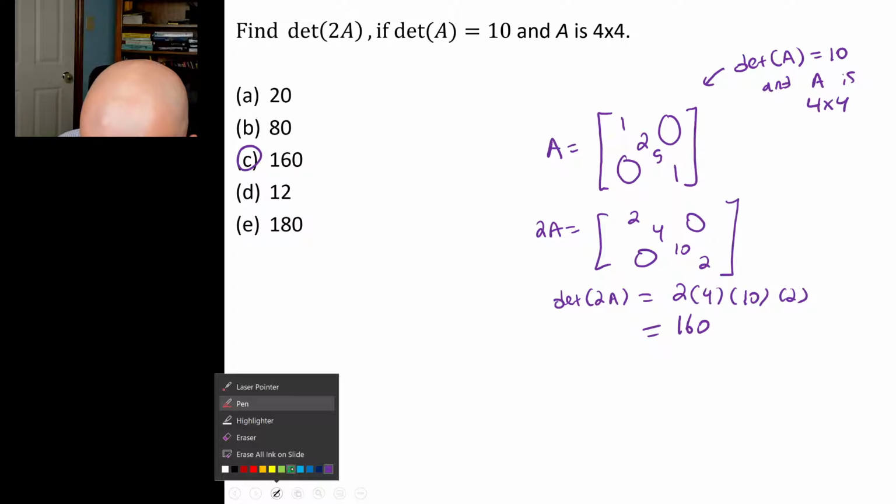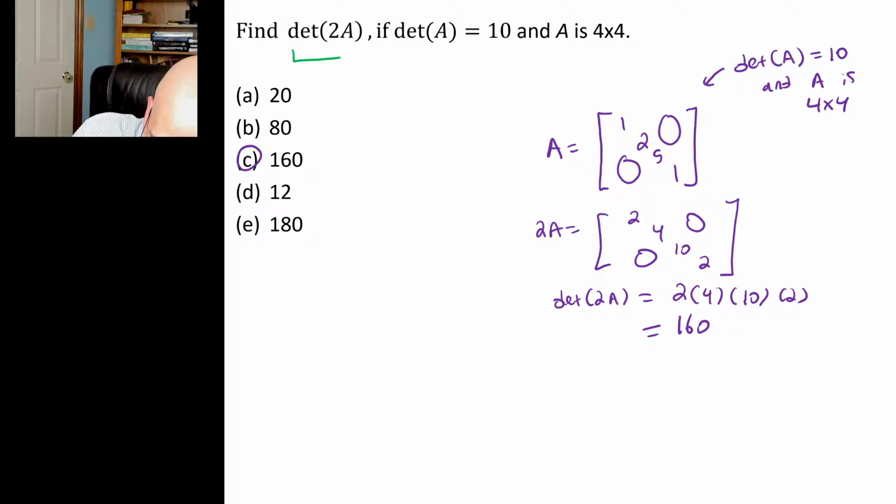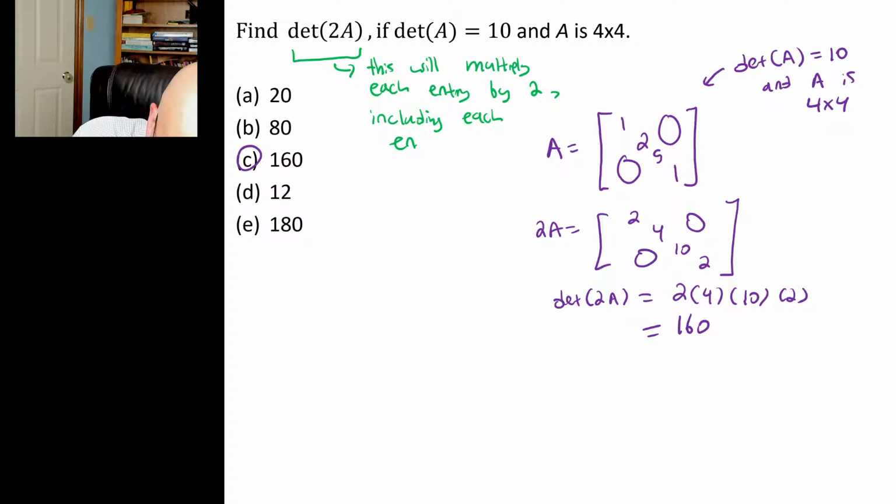So what's happening when we multiply is that this will multiply each entry by 2, including each entry along the main diagonal.